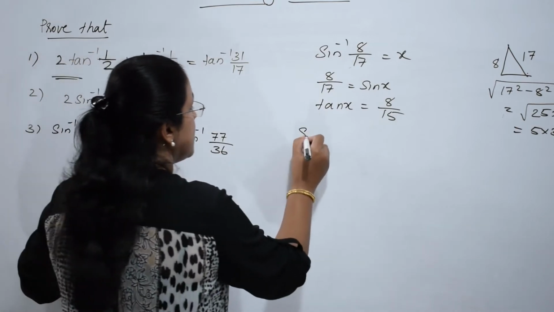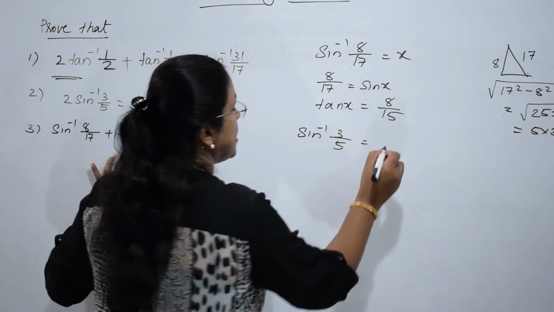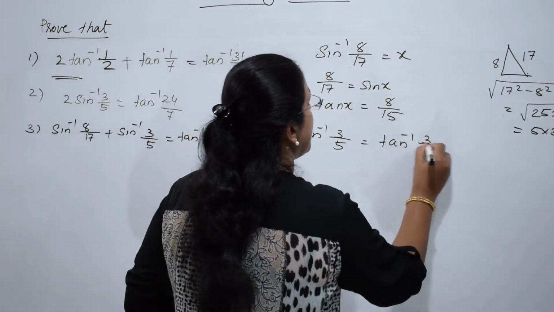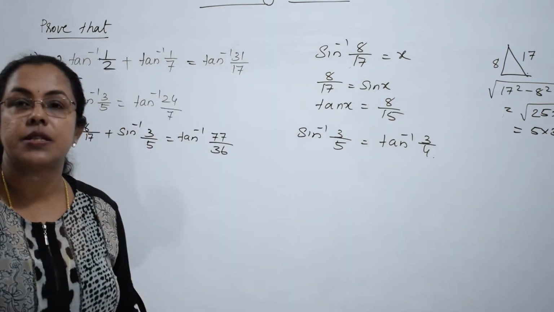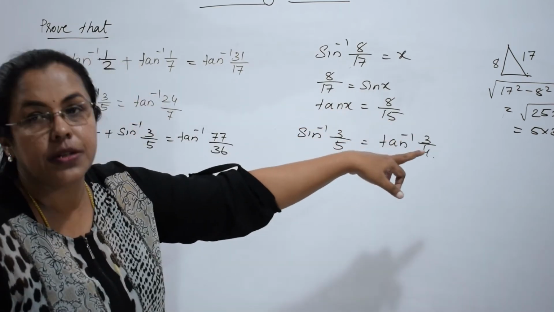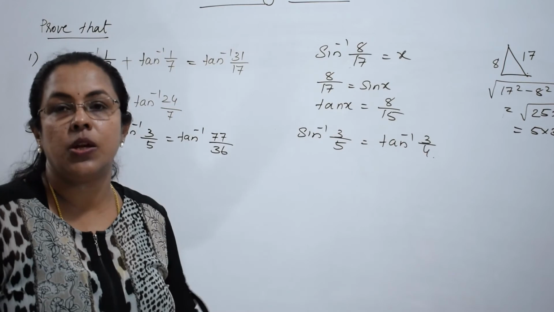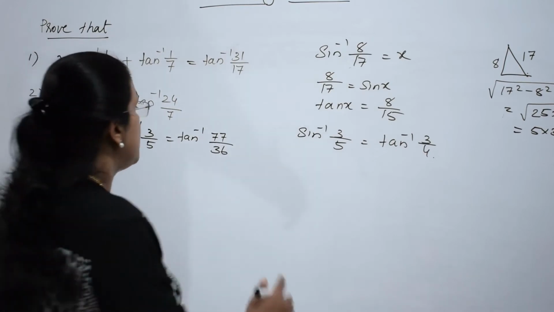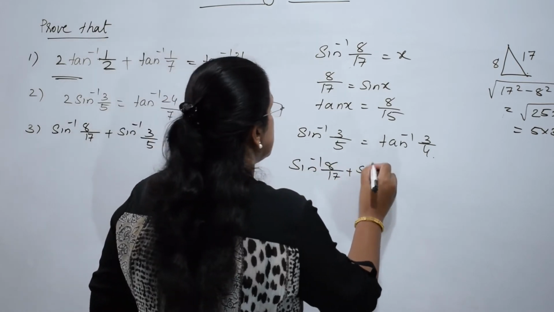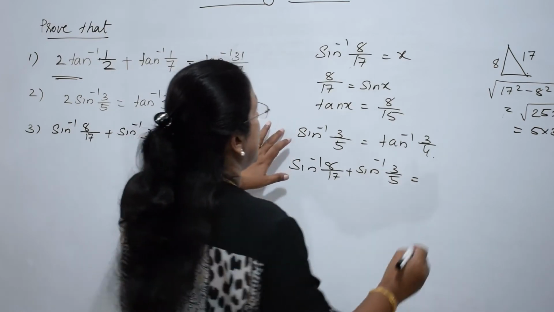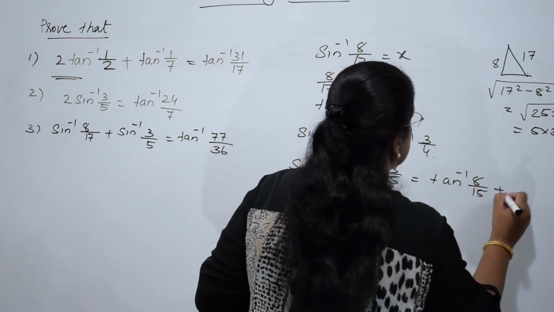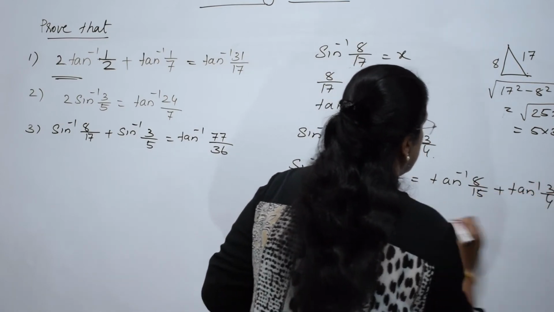The other one is sine inverse 3 by 5. We did it recently. That is equal to tan inverse 3 by 4. Isn't it? Sine inverse 3 by 5 is the same as tan inverse 3 by 4. This is also a Pythagorean triplet. If you know the answer directly, then you can write it directly also. Now, sine inverse 8 by 17 plus sine inverse 3 by 5 can be written as tan inverse 8 by 15 plus tan inverse 3 by 4.